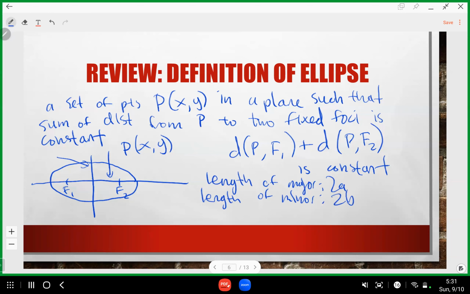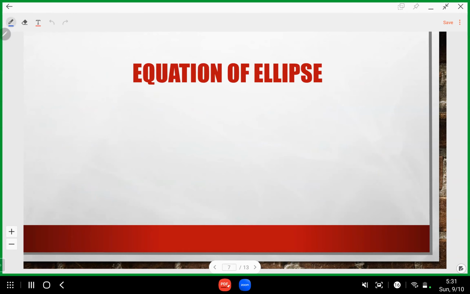And the distance from the center to the foci is c. We also know that c squared is equal to a squared minus b squared. And you need to remember all those relationships. So with this, we know the 2a, the 2b, the c, right? And we can make an equation out of that, right? (x minus h) squared over a squared plus (y minus k) squared over b squared is equal to 1.